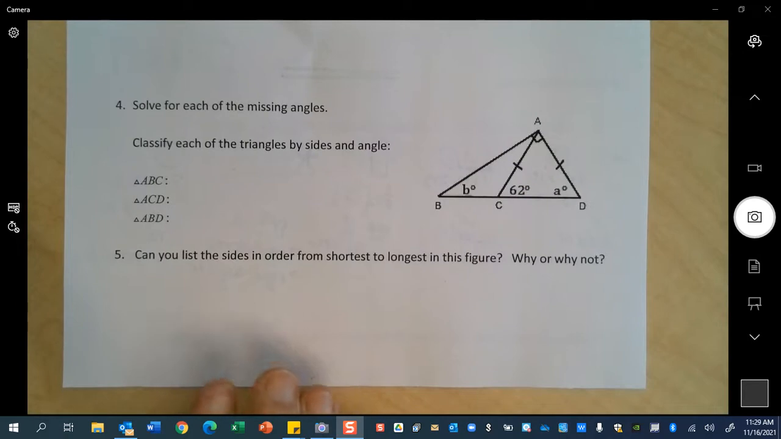All right, take a look at this figure on the back. Solve for each of the missing angles. And then I want you to classify each of the triangles by sides and angles. List the figures in order from shortest to longest. On your mark, set, talk, go.